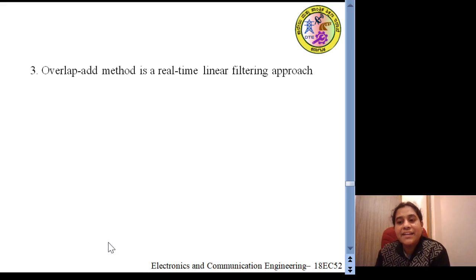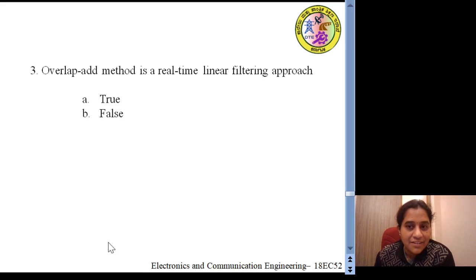Overlap add method is a real-time linear filtering approach. Is it true or false? Yes. Why do we consider this session? For real-time signal processing applications, the output of the LTI system is obviously linear filtering. It is difficult, a hurdle, to use FFT techniques for finding this linear filtered output. Instead, what we are going to do here is make use of the segmentation method or block convolution method for finding the linear filtering for real time. So our overlap add method is obviously a real-time linear filtering approach. So it is true. The answer is option A.